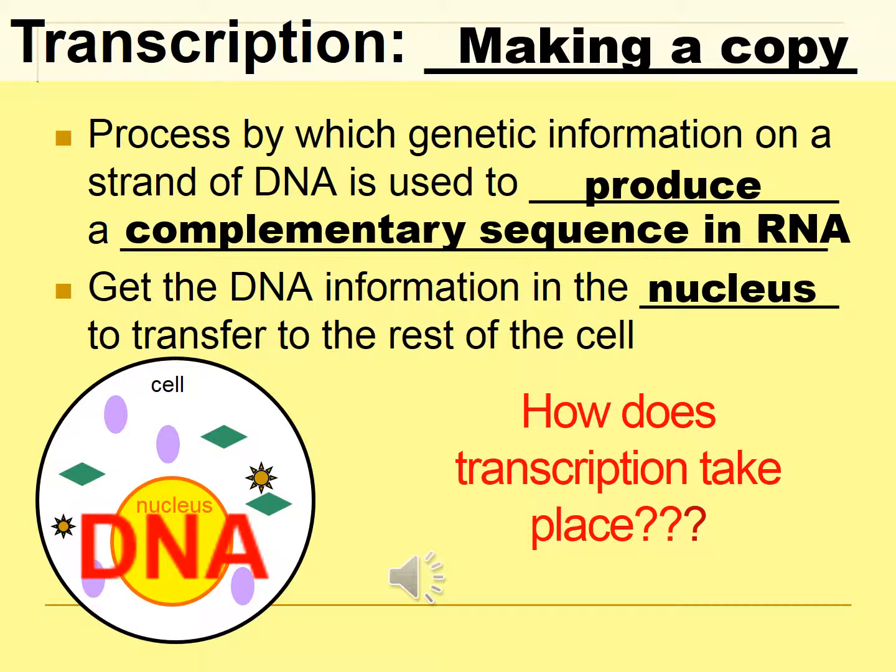And the reason why this has to happen is because the information in the DNA is in the nucleus, and the mechanism to make proteins is outside of the cell. So transcription has to take place in the nucleus where the DNA is. So how does this happen? We're going to go over how to do that in just a moment.